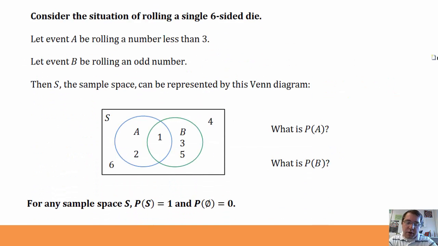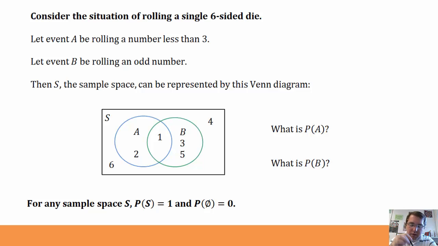Consider the situation of rolling a single 6-sided die. Let event A be rolling a number less than 3, and let event B be rolling an odd number. So then the sample space S can be represented by this Venn diagram. S, my options are 1, 2, 3, 4, 5, and 6. So that's S. All of those numbers lie in my Venn diagram somewhere. A is rolling a number less than 3. So A is the numbers 1 and 2. B is rolling an odd number, so B is the numbers 1, 3, and 5.